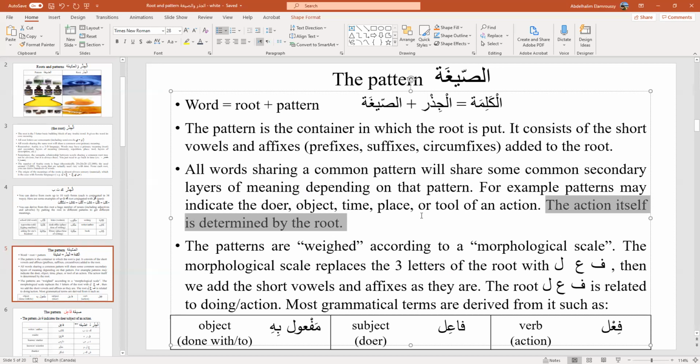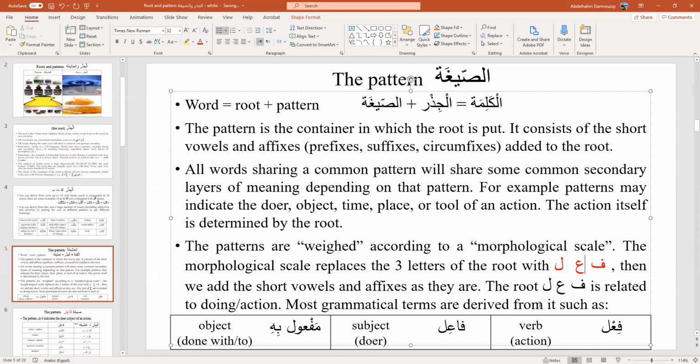The patterns are weighed according to a morphological scale. The morphological scale is the process of replacing the three letters of the root with these three letters: fa, ain, lam. Then we add the short vowels and affixes as they are.